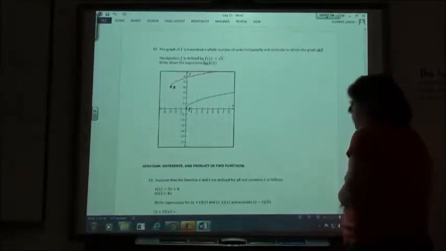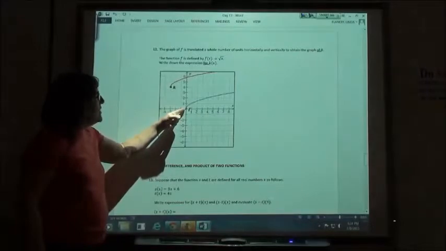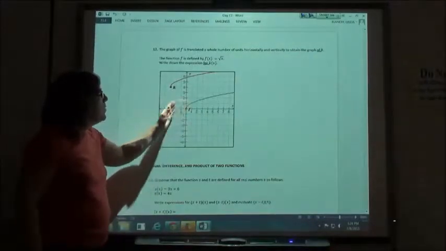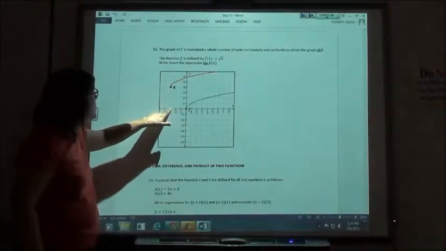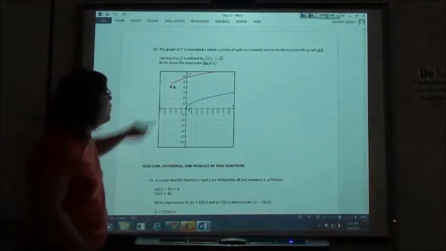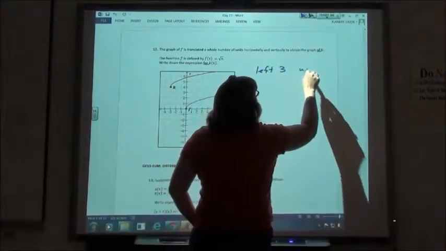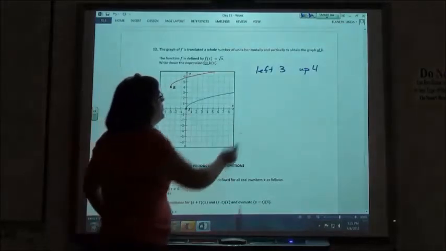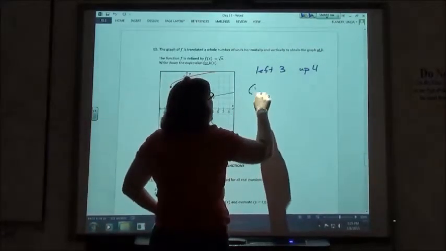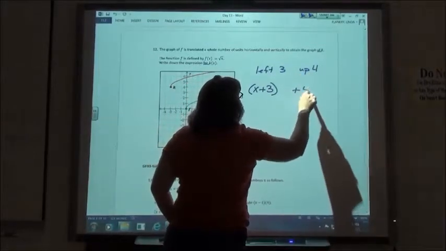Number 12. This time we have a square root function. Always the original one starts at 0, 0 because there's no shift to it. So this one we want to go 1, 2, 3 to the left and 1, 2, 3, 4 up. Left 3, up 4. So left 3 means I'd have to have x plus 3. Up 4 means a plus 4.